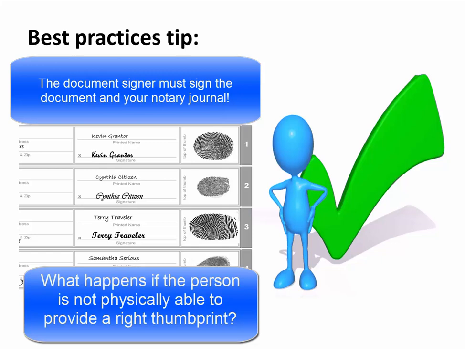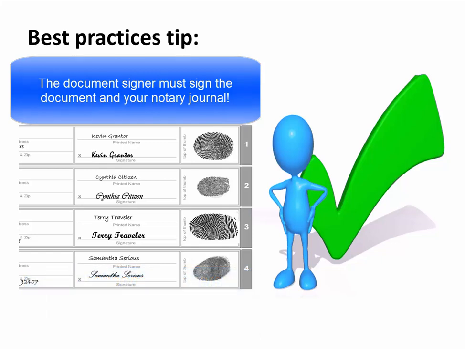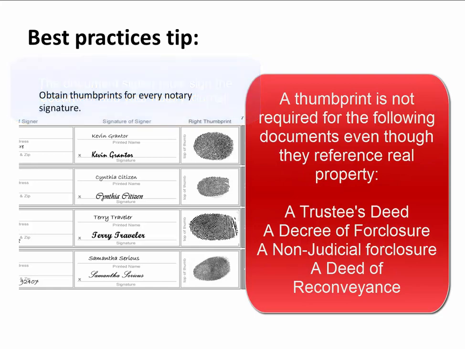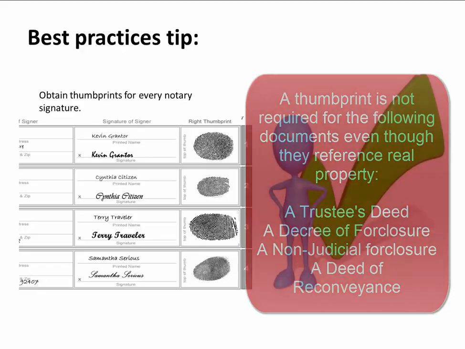By the way, these are some notable exceptions of documents that do not require a right thumbprint that you should know about. A thumbprint is not required for a trustee's deed, for a decree of foreclosure, or a non-judicial foreclosure, or a deed of reconveyance. The only thing you can do is just remember those for the exam, because frankly, we're going to get a thumbprint for every signature anyway. Notary law doesn't prevent it, and we really like this practice.